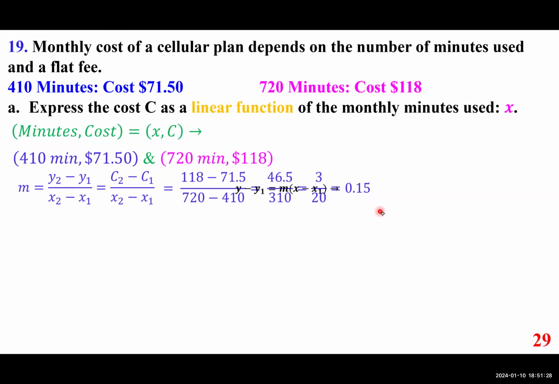Y minus y1 equals m times x minus x sub 1. So we're going to say c minus c1 equals m times x minus x sub 1. So this doesn't change, but this one, let me put it at top here. So we are going to write c minus c1. So you have to use one of these two, not both.